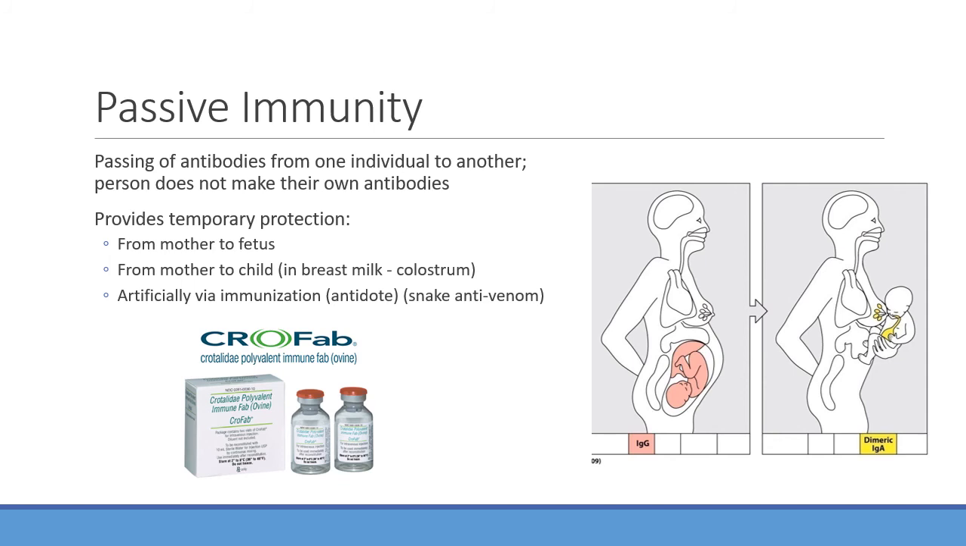That is another form of passive immunity. We're actually giving antibodies that will bind up that venom from the snake and prevent it from causing all kinds of clotting disorders and other stuff like that. So that would be another form of antibodies that we're giving to try to neutralize something essentially, right? So that would be a form of passive immunity.